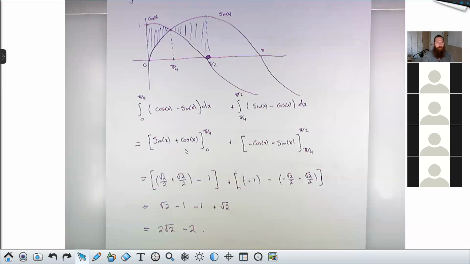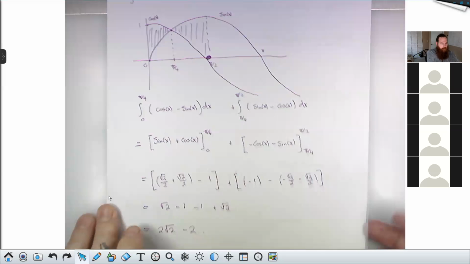Okay, these are good questions. Why are there two squares on both sides of the equation? Well, when I plug pi over 4 into this expression, I get root 2 over 2 here. The sine of pi over 4 is root 2 over 2, and the cos of pi over 4 is root 2 over 2. So each one of these gave me a root 2 over 2 when I plugged in pi over 4.